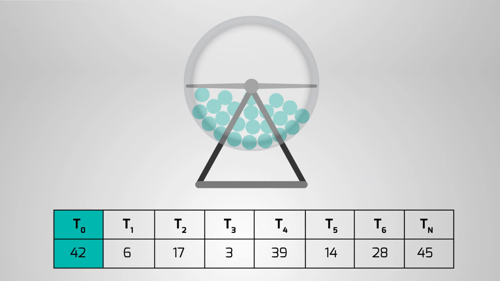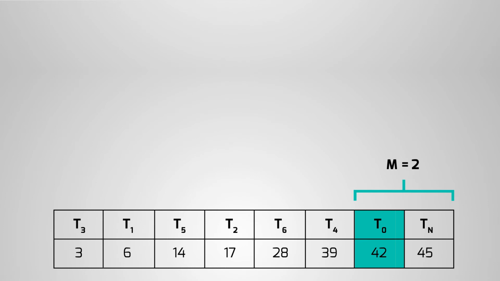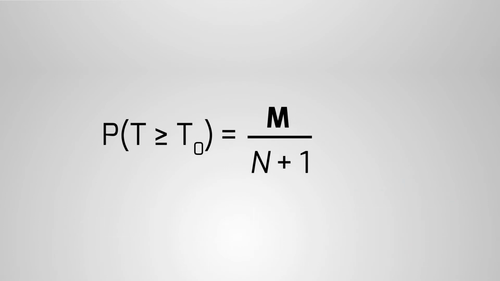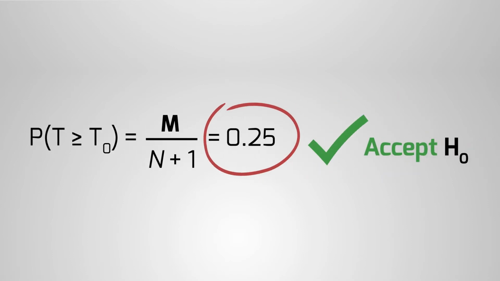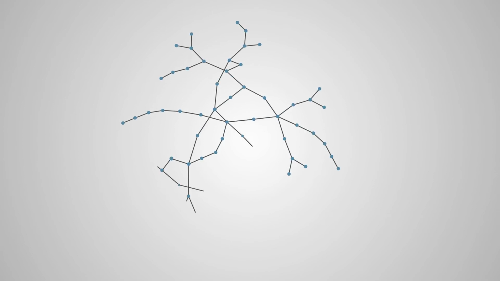We count how many of these simulated statistics are at least as large as t0. Let's say there are m of these. Then, under the null hypothesis, the probability of a value of t being at least as large as t0 is calculated. If this probability is smaller than a predefined threshold, we reject the null hypothesis. This test is not restricted to networks. It's useful when the underlying model is so complex that we cannot easily use it to make calculations.